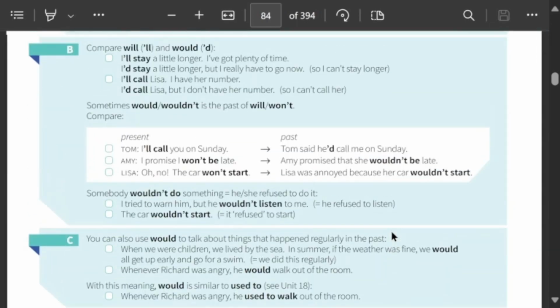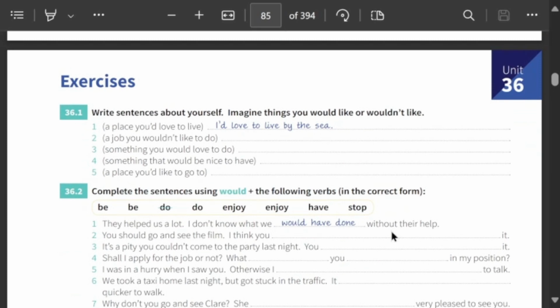This was input, now output. Output time.